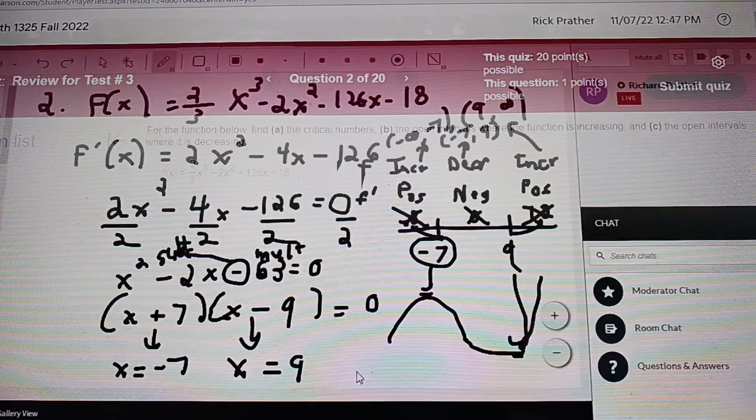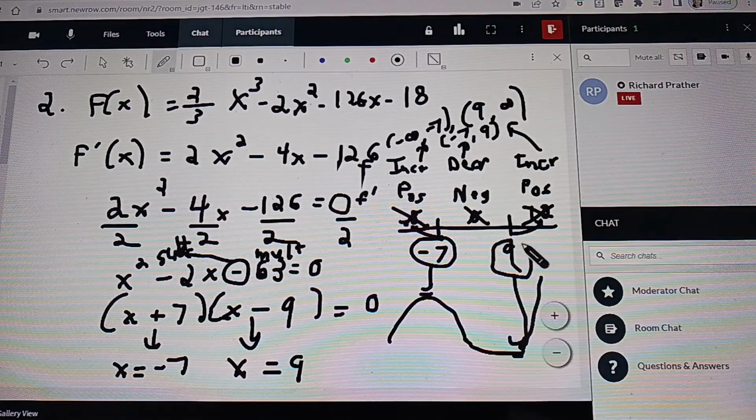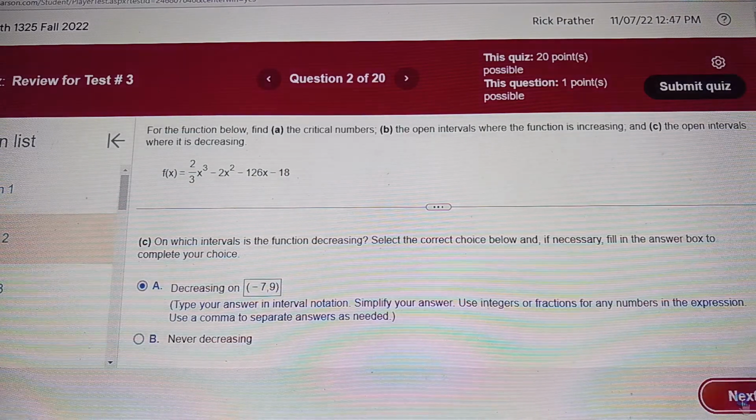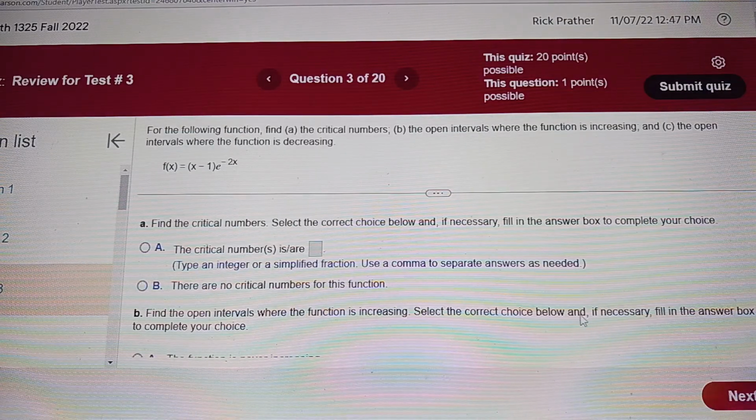Oops. -7 and 9. Okay, so find the critical numbers, increasing, decreasing. Okay, same directions, just a different type of problem.